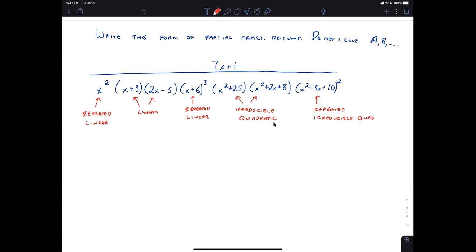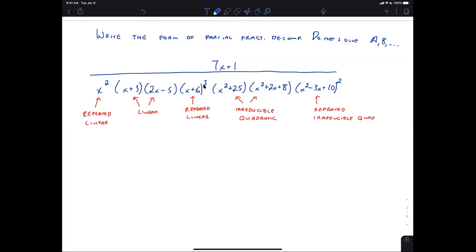Now, the way you handle this for the form of the partial fractions decomposition is when you have a repeated linear, every power of that factor gets its own fraction. So if it's to the third, every power from 3 down gets its own. You get the first power, the second power, and the third power.